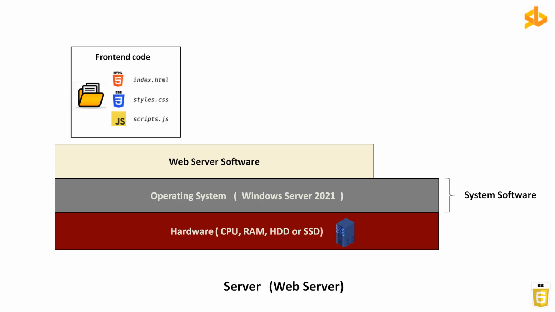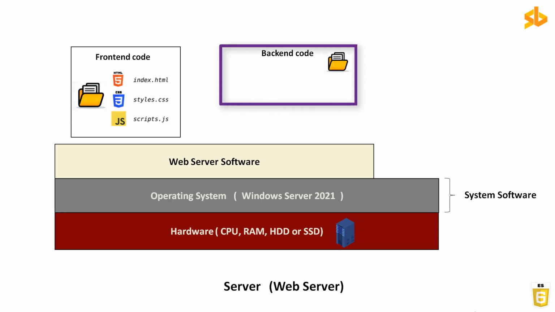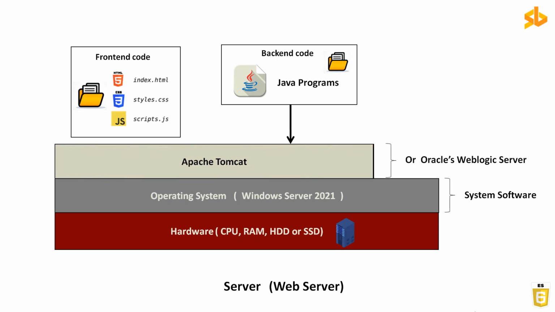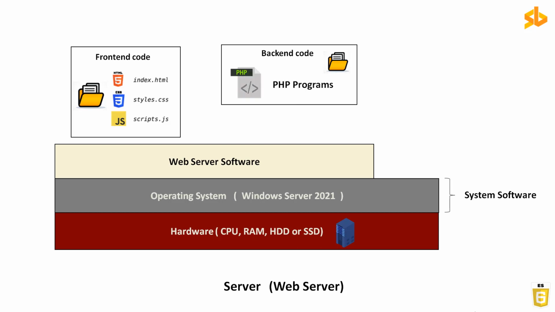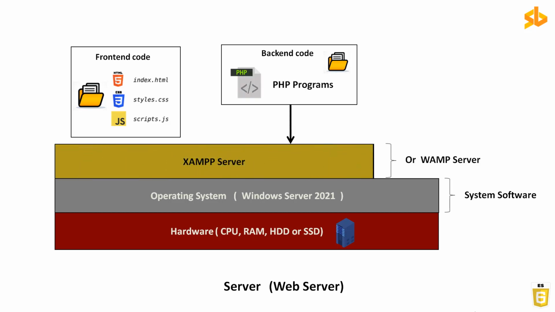But in complex applications, where it involves database interactions and so on, we might need server-side technologies as well, which are developed using server-side programming languages like Java, PHP or Python. The code written for this purpose is actually executed on the server. Hence, it's called server-side programming. Now, if Java is used, then one can install web server software like Apache Tomcat or Oracle's WebLogic, which excel in serving Java-based web applications. If PHP is used, then one can go with the XAMPP server or a WAMP server.